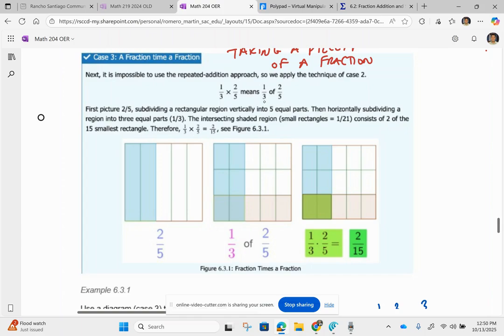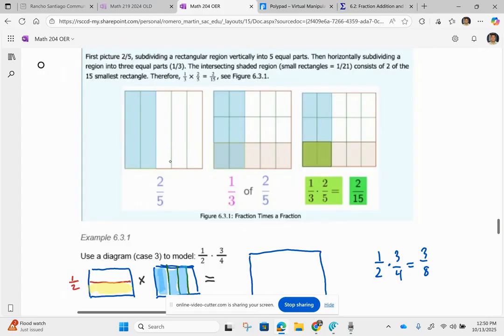I want to take 1/3 of 2/5. In some ways of trying to figure that out, how would I take a third of fifths? Well, if it's in 15ths, we could do that. Because that would be 6/15 technically. One way is 2/5 is 6/15, and if I take a third of that, it's 2/15.